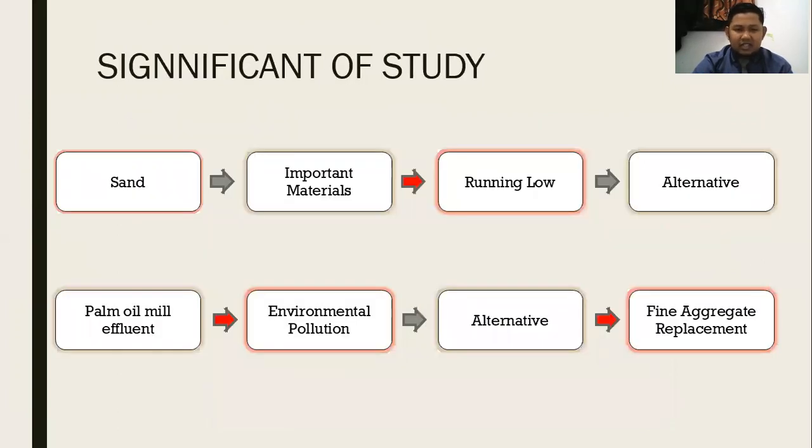For our significance of study, we know that sand is an important material in construction, which is needed to make concrete. And right now it is running low because of the high demand from all over the world. For the alternative, we are trying to use the palm oil mill effluent, which gives a bad effect to the environment, which is environmental pollution. So what we are trying to do is test if the POME is suitable to replace the sand in the concrete mix.